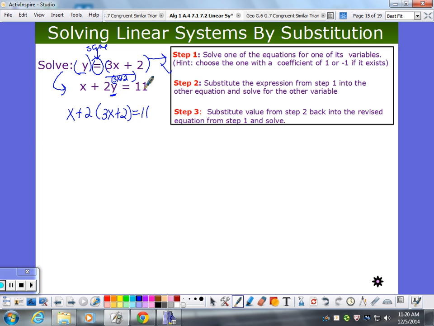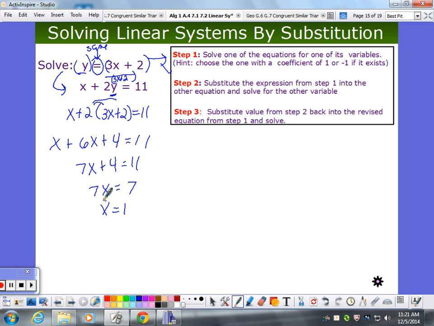Now, I don't know how to solve something with two variables, but I do know how to solve something in one variable. I can solve this equation. All I need to do is first distribute, right? Then I combine like terms. If you have an x and I add 6 more x's, how many x's do I have? 7 x's. Subtract that 4.